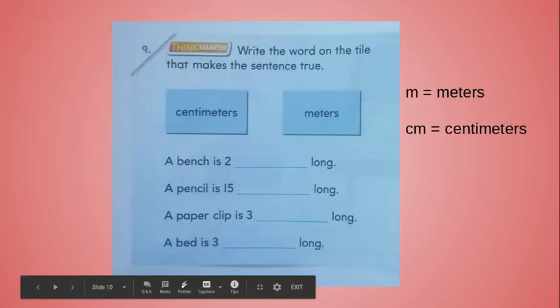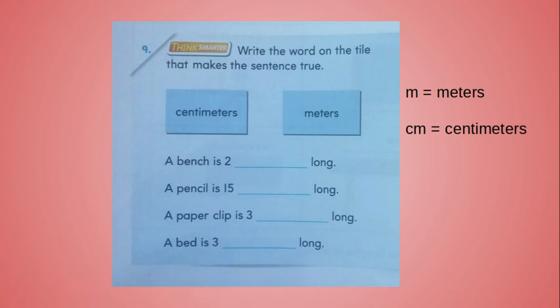Our last problem is another Think Smarter. It says write the word on the tile that makes the sentence true. So we can use centimeters or meters. And I'm going to use abbreviations, m for meters and cm for centimeters. Our first one says, a bench is 2 blank long. Well, think about a bench and think about those 2 units of measure. Think about a meter stick and think about a centimeter cube. How long would a real bench be? Definitely 2 meters long.